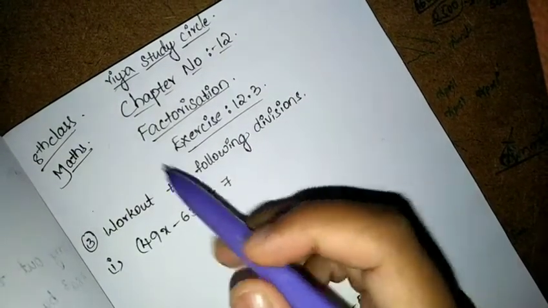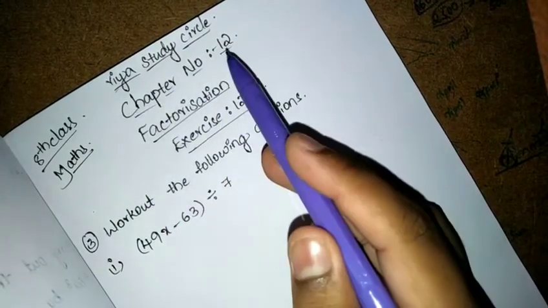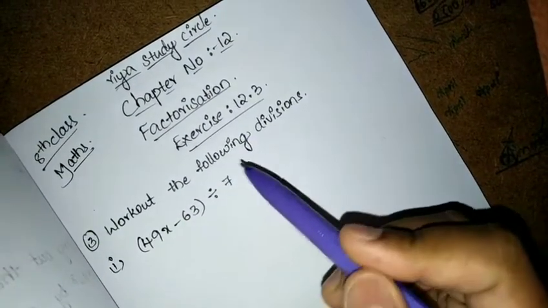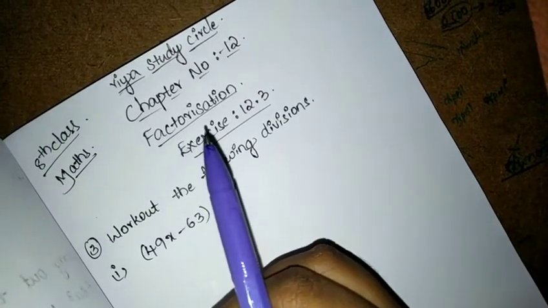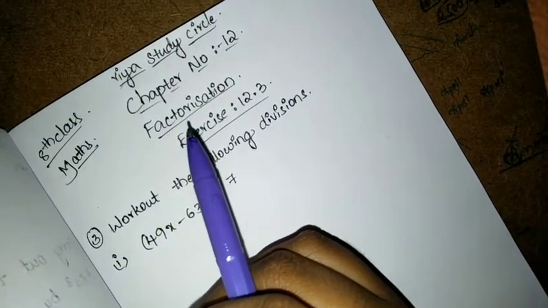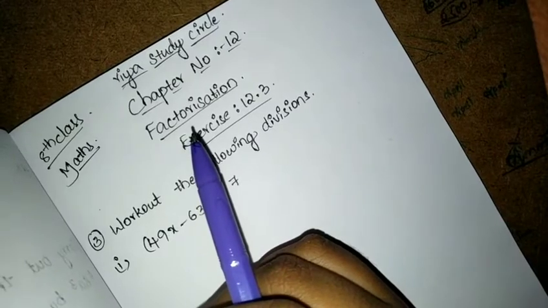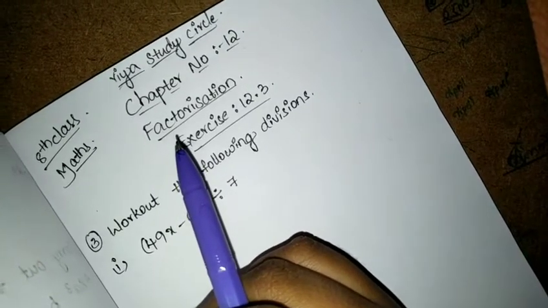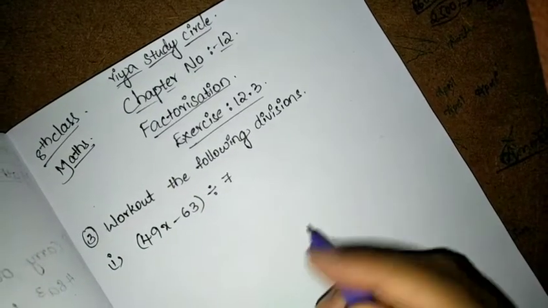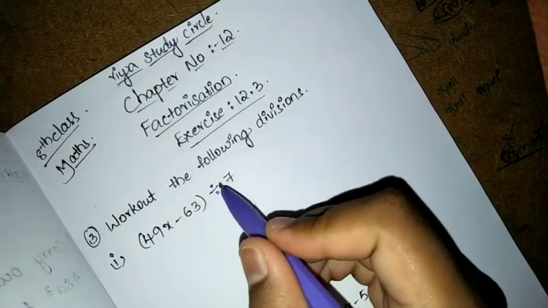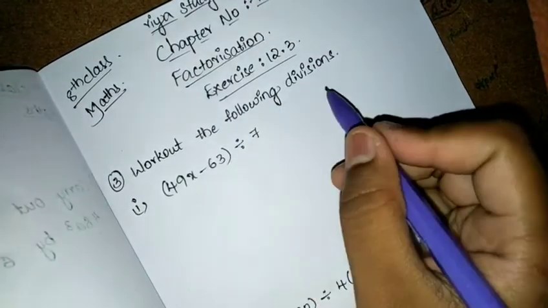Today I am going to explain about 8th class Maths chapter number 12, Factorization. Exercise 12.3, the third bit. In the last video I explained the second bit in exercise 12.3, how to divide a polynomial by a monomial. So today I am going to explain the third bit. Work out the following divisions.